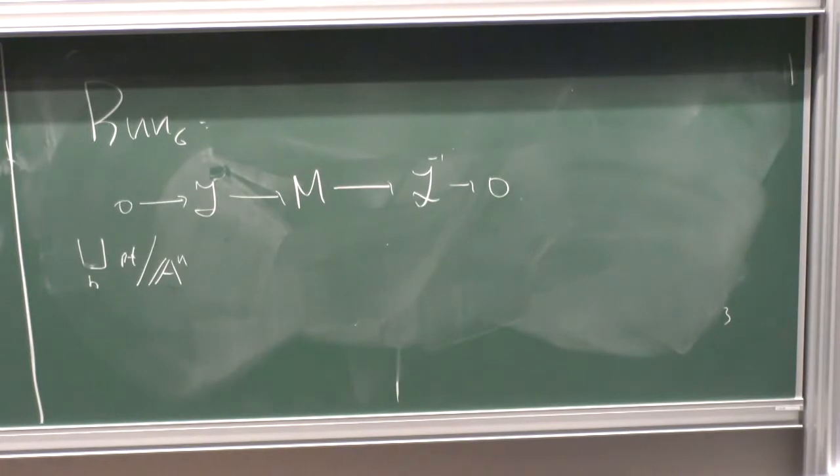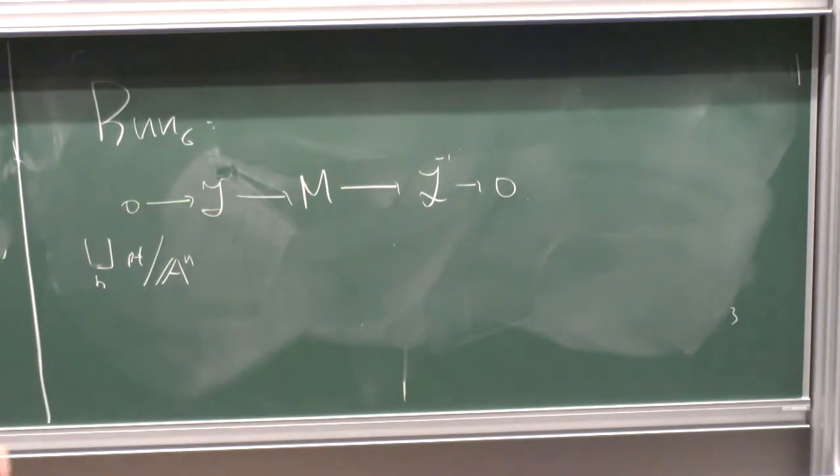You mean the classifying space of a vector space? Yeah, that's a vector space. So these, as you vary the degree.